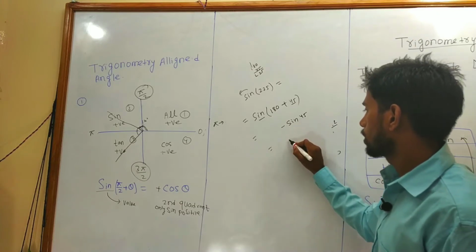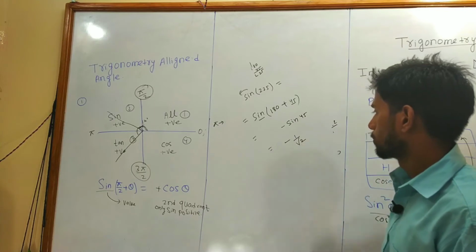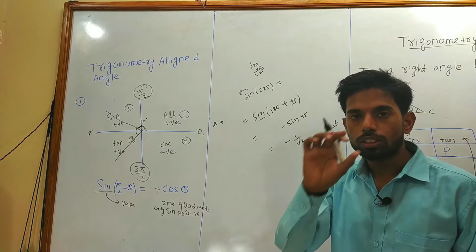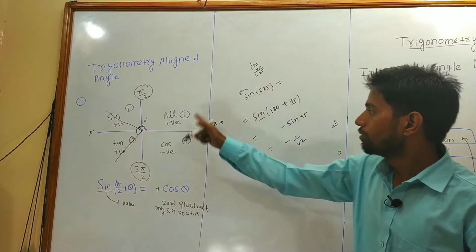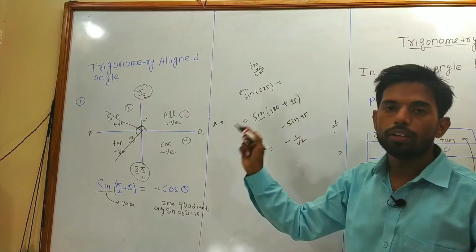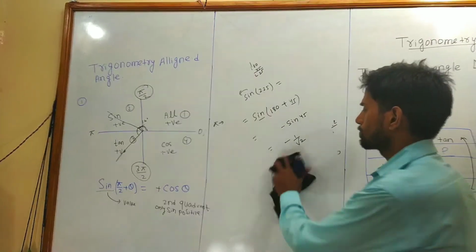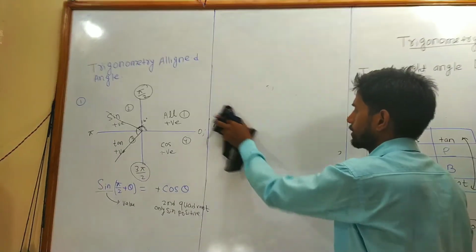The value of sine 45 is 1 by root 2. You already know about sine value, cos value, the chart that is up to 90 degree. With this trick you can find the value of any trigonometrical identity. Okay, so you copy this and I will write the result.